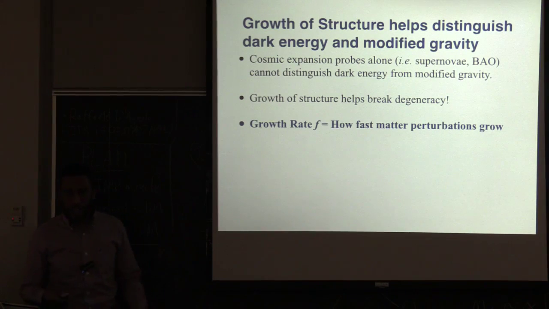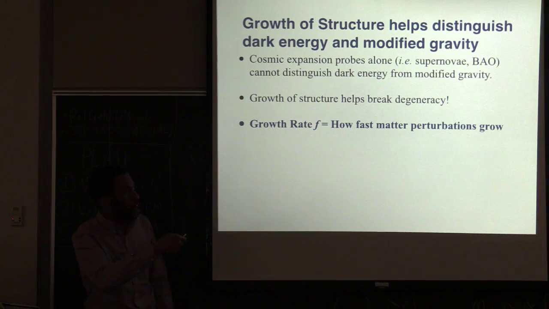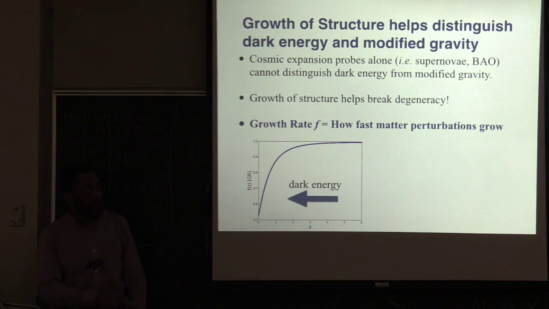Specifically, what I mean by growth of structure is just a measurement of the growth rate, which we parameterize as f, and it just describes how fast structure is growing. How fast do the initial matter perturbations in the early universe grow to become the galaxies and clusters and filaments that we see today? So here's a picture of what the growth rate looks like. This is a unitless function of redshift, where of course low redshift is today and high redshift is far away from us, farther out into the history of the universe.